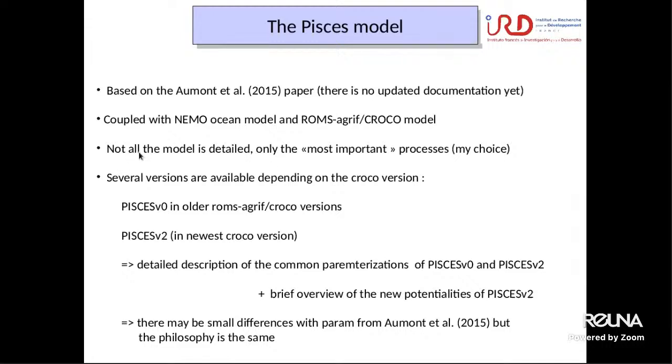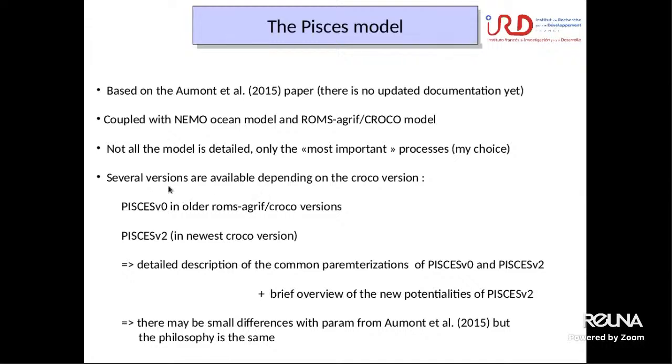Okay, so now in the course, I will not detail all the model because it's really impossible in 1 hour. So I will give only some information about the most important processes, in my opinion. So it's not an objective choice; it's more a personal choice. If you want to know more about other aspects, you will have to dig into the Aumont et al. publication, but also there are many publications using PISCES, if you want more details about other aspects that I do not describe here.